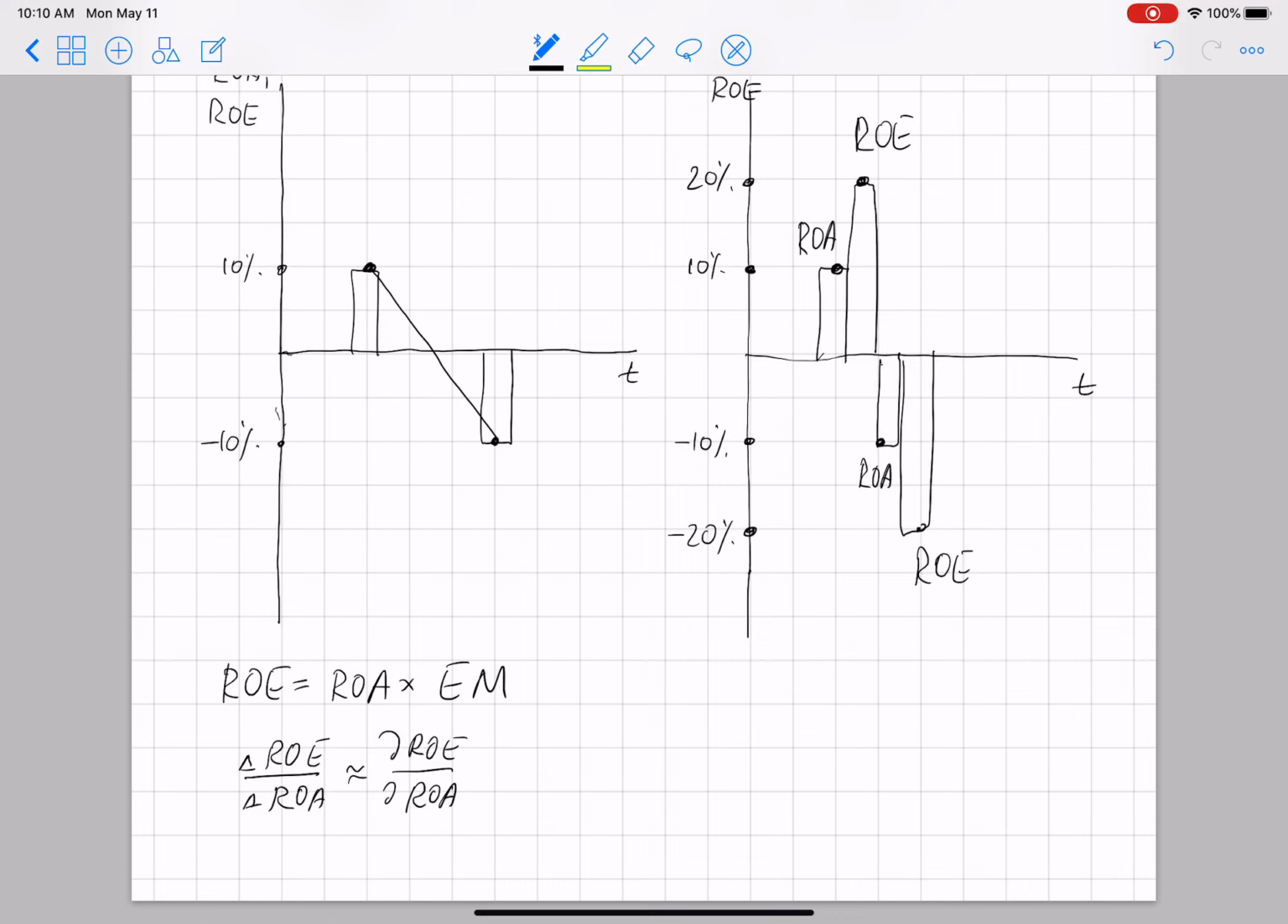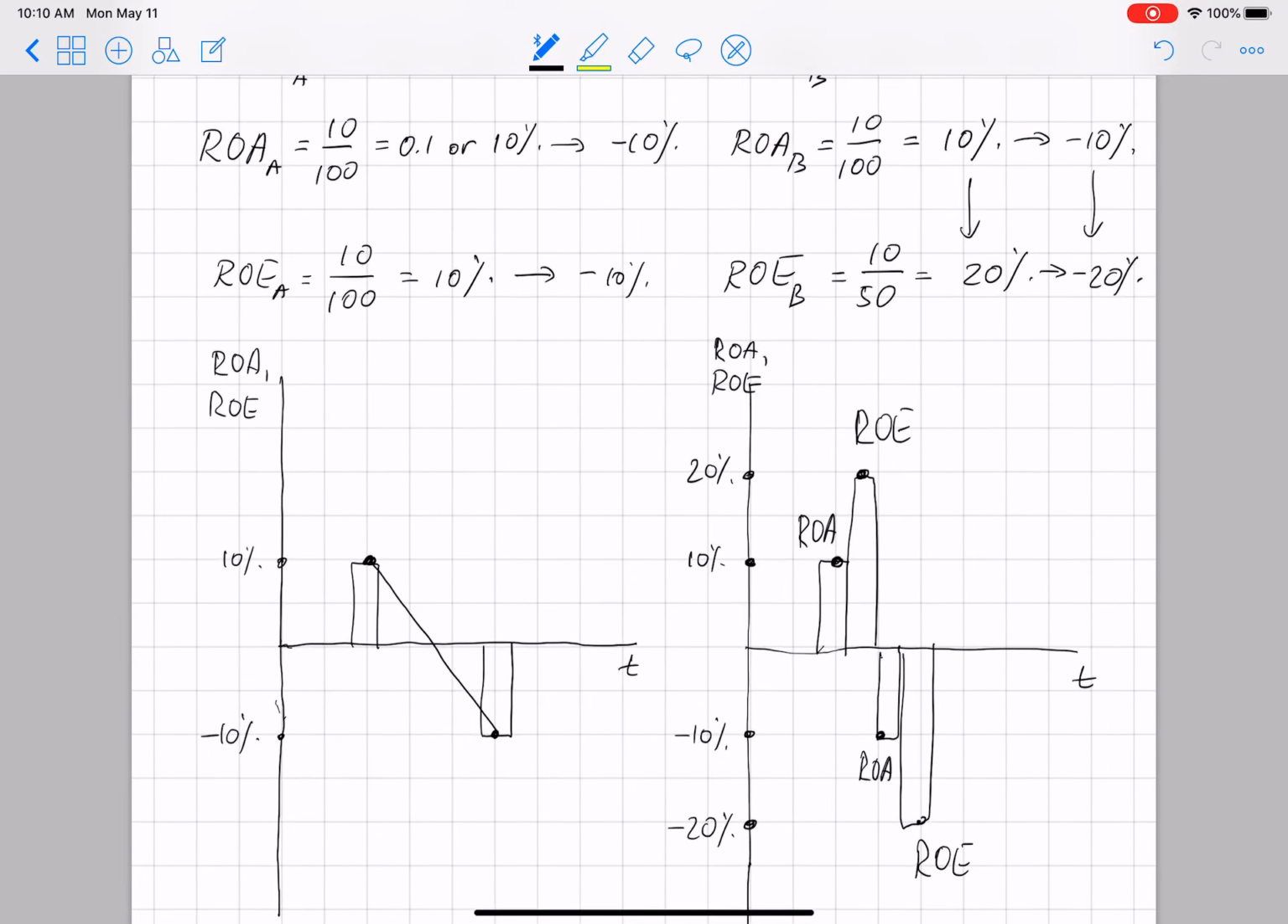So if you hold the equity multiplier constant, then any change in ROA will result in EM changes in ROE. So the derivative of ROE with respect to ROA is equal to EM. Okay, so let's just verify that's the case.